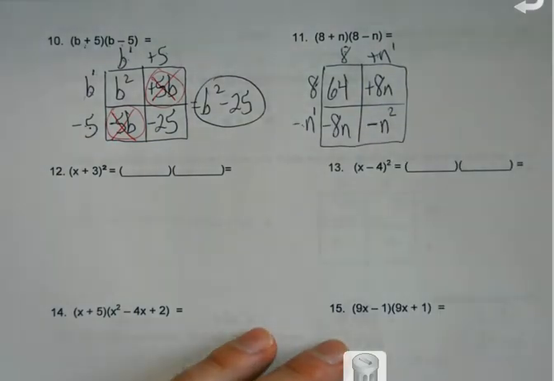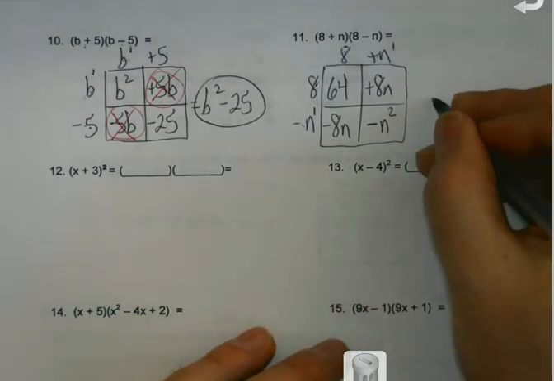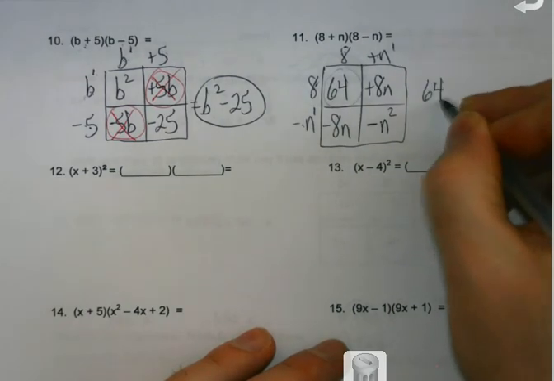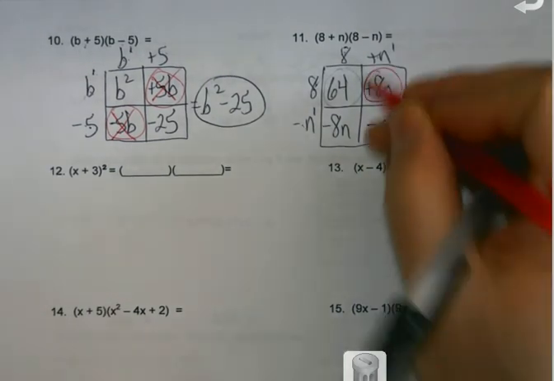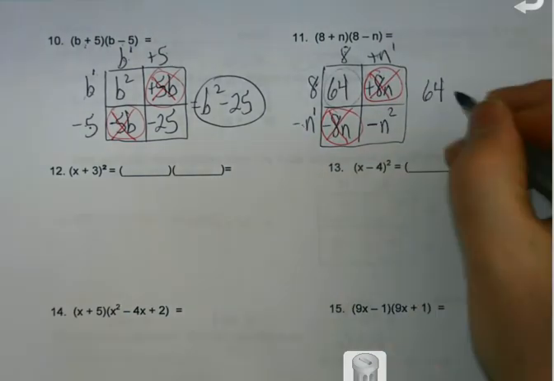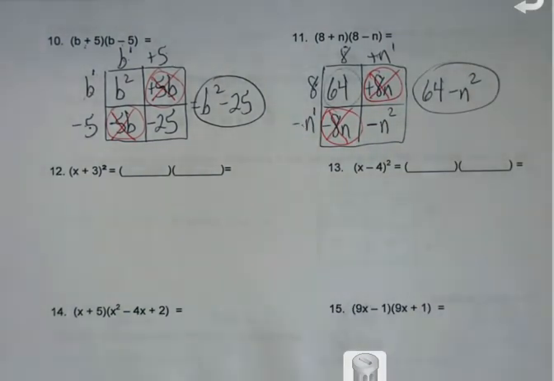That can happen occasionally. You might wonder, well, what do I do then? Because here's my biggest one now. Okay, I can still start up here though. So I've got 64. My positive and negative 8n cancel. And I get that. Now, would we like to put it in standard and put negative n squared plus 64? Maybe we would. But it's not going to be a big deal if I forget that.